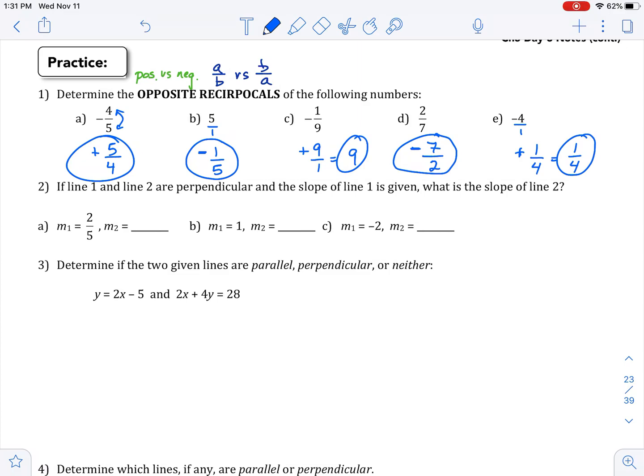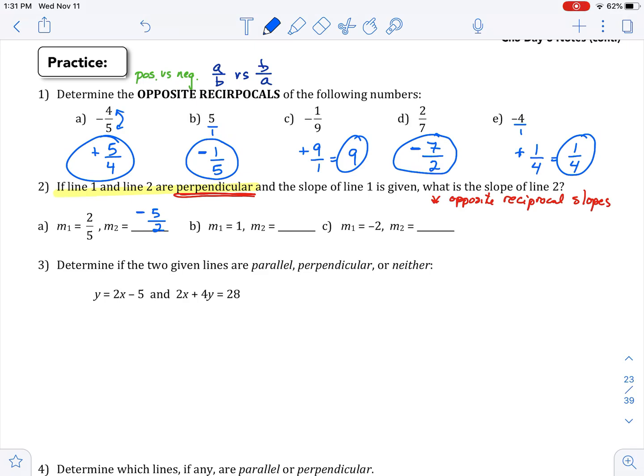Here we want to do a little bit of comparison, and they give you a statement here that says, if the lines are perpendicular, what is the slope of the second line if you're given the slope of the first? Remember back here at the top that we said we are looking for opposite reciprocal slopes when we are talking about perpendicular lines. So let's take a look here at these. If the slope of the first line is 2/5, well, that's positive. We know that the other line must have a slope that is the opposite, so now negative 5 divided by 2.